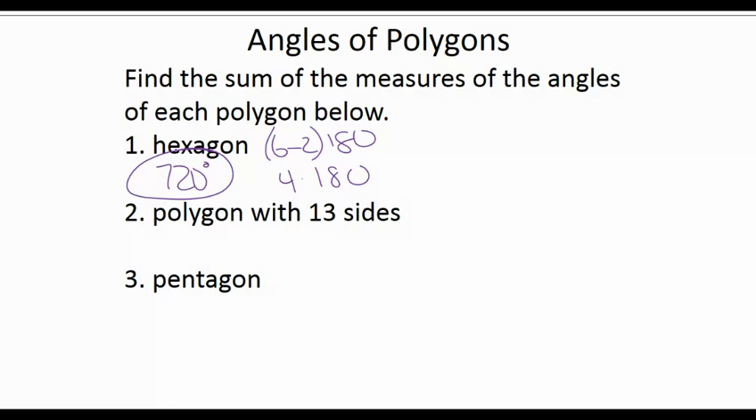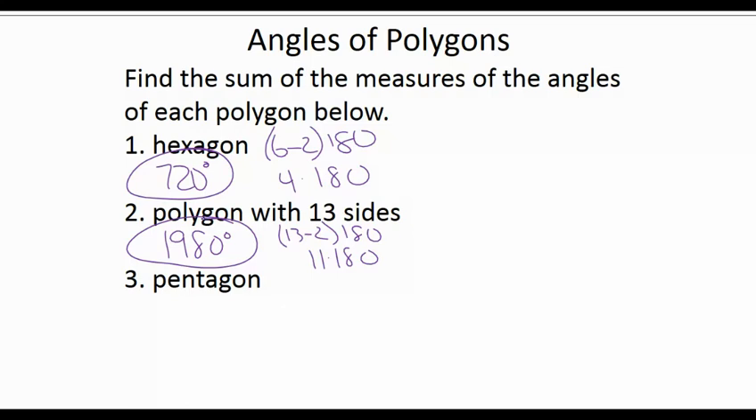What about a polygon with 13 sides? So it'd be 13 minus 2 times 180. 13 minus 2 is 11. So 11 times 180 is 1,980 degrees. So all the angles of a polygon with 13 sides add up to 1,980 degrees. I believe the name of a polygon with 13 sides is a triskaidekagon. I'm pretty sure, not 100%, but I think so.